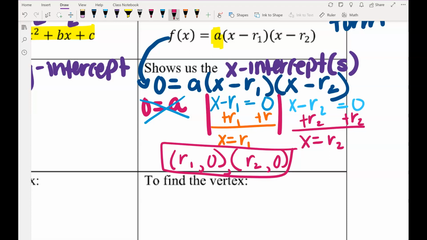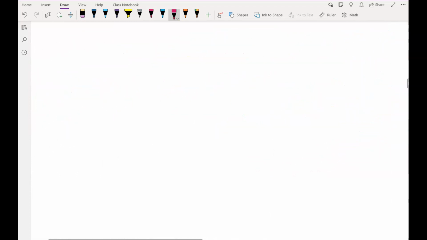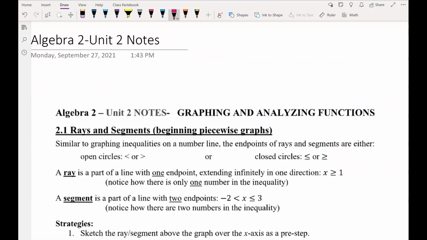Okay, x-intercept is when it touches which axis? x-intercept. When it touches or crosses which axis again? x. Right. Okay. Now, so those are the things we can find quickly.